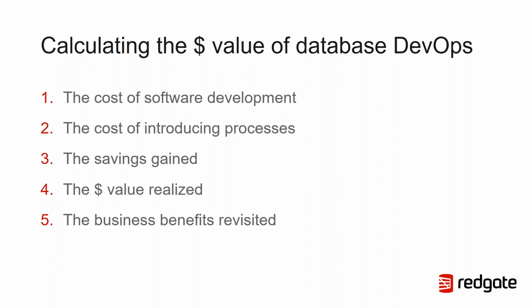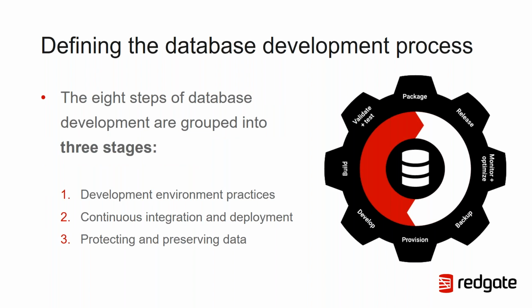Now, at Redgate, we typically break these down into a few different areas of DevOps, and specifically database DevOps. DevOps is a huge area that touches upon many different parts. And so for us here, when we define the database development process, we can break this down into 8 different steps, which are grouped into 3 different stages. You can see the 8 different steps around the outside of the cog here, and we group these into the 3 categories. Category number 1, development environment and practices.